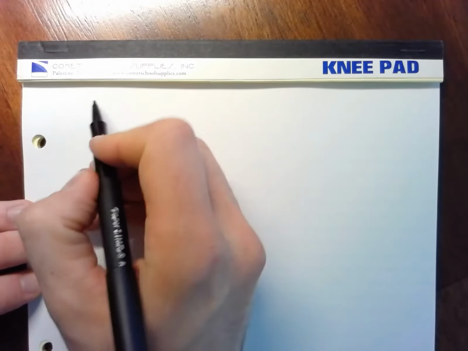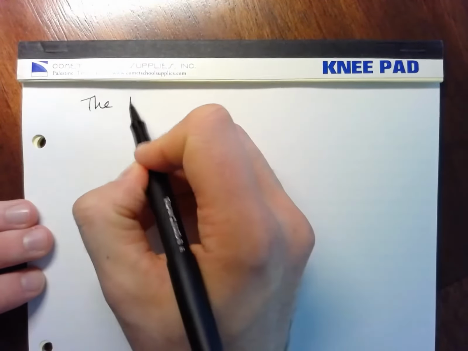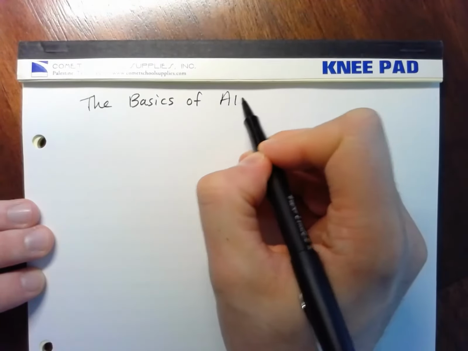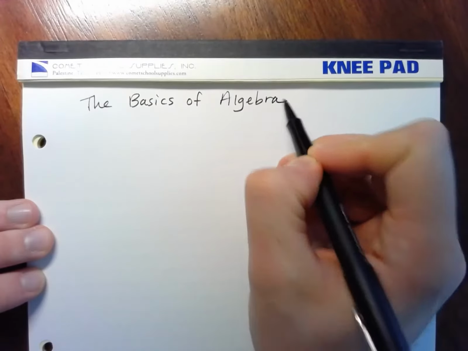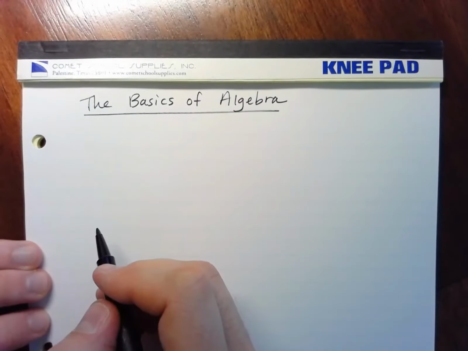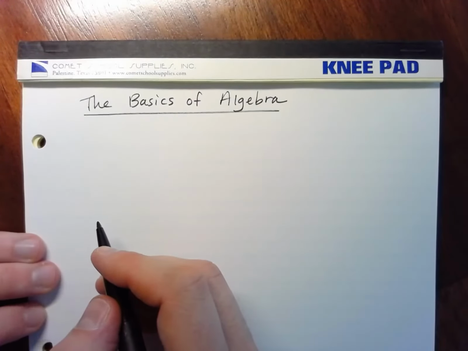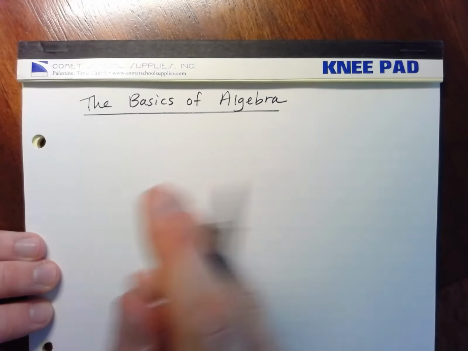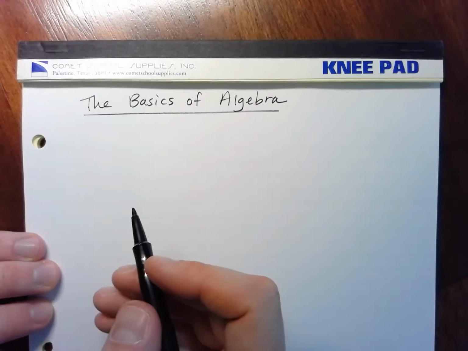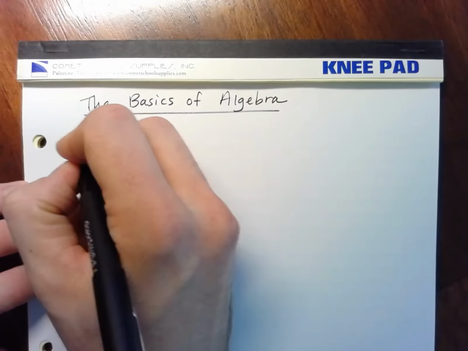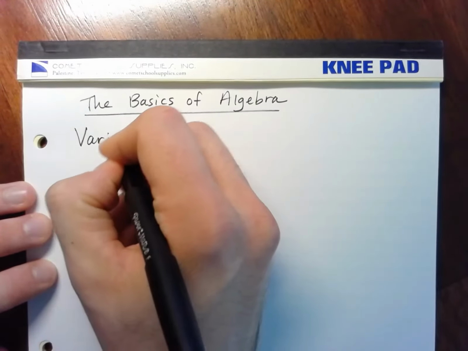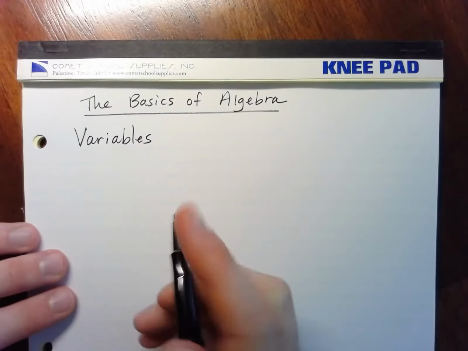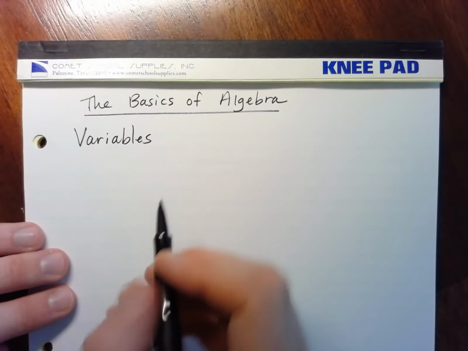Okay, so we're going to talk about the basics of algebra. One of the most fundamental parts of switching over to algebra from basic math, also called arithmetic, is the introduction of variables. A variable is simply a letter that represents an unknown value.